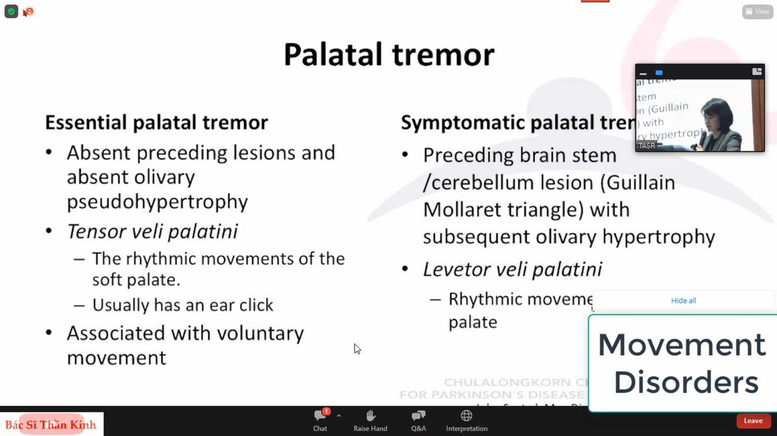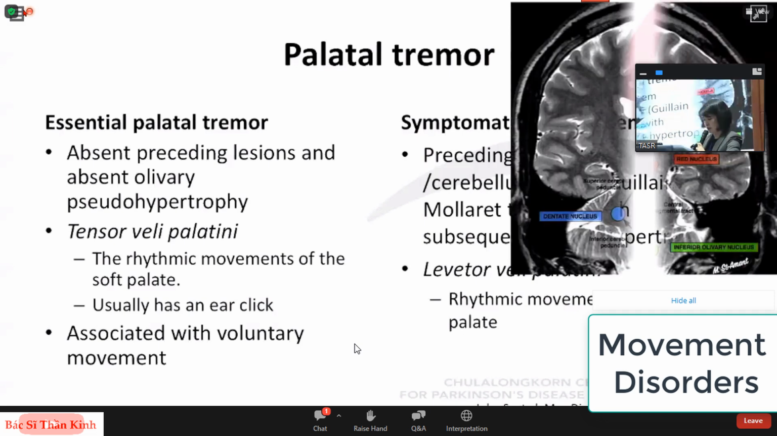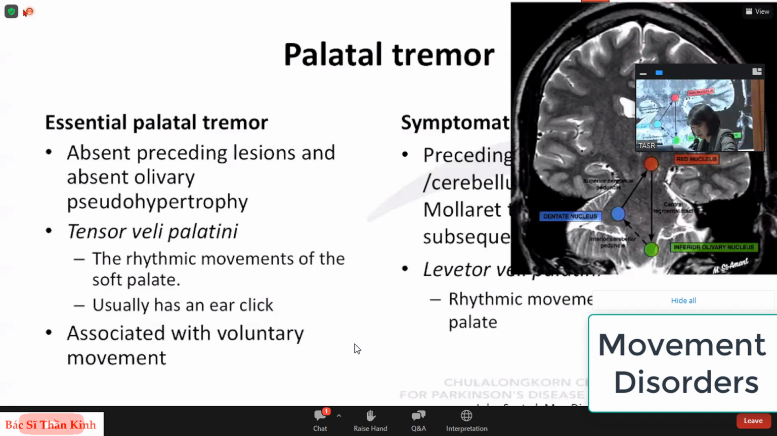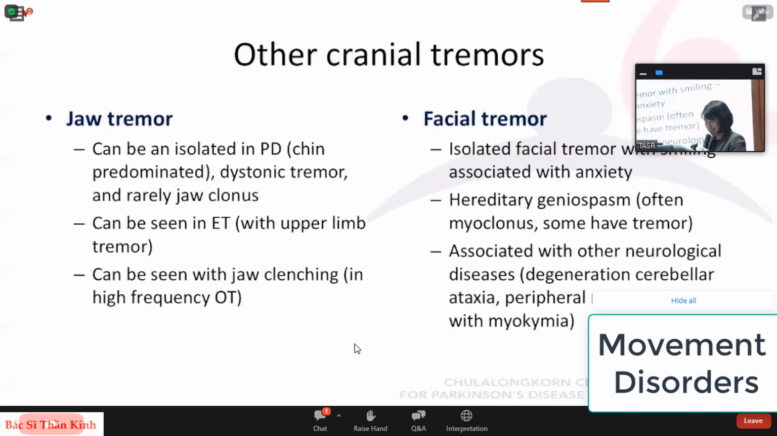And for the symptomatic palatal tremor, like the second patient, it usually has a lesion in the brainstem in the area of the Guillain-Mollaret triangle, which includes the red nucleus, olivary nucleus, and also dentate nucleus. The muscle involved is different from the essential tremor, so you don't hear the ear click in the symptomatic palatal tremor. And this is another cranial tremor.